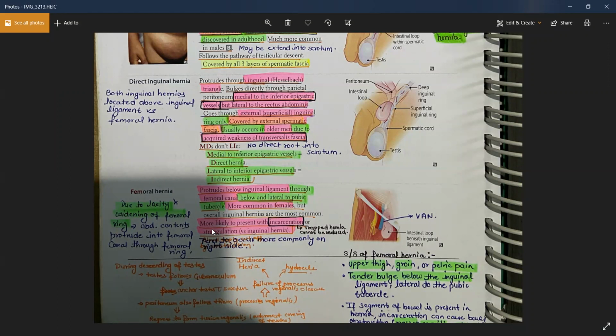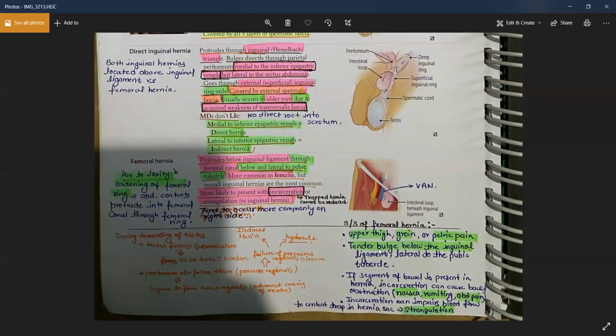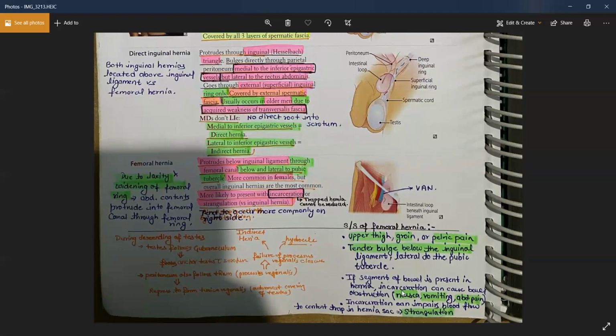So a patient with a femoral hernia most commonly presents with pelvic pain or upper thigh or groin pain. There will be a tender bulge, not a painless but a very painful bulge just below the inguinal ligament. They will ask you this location. It is below the inguinal ligament, lateral to the pubic tubercle and medial to the femoral vein. The patient can also present with nausea, vomiting, abdominal pain because of the obstruction.